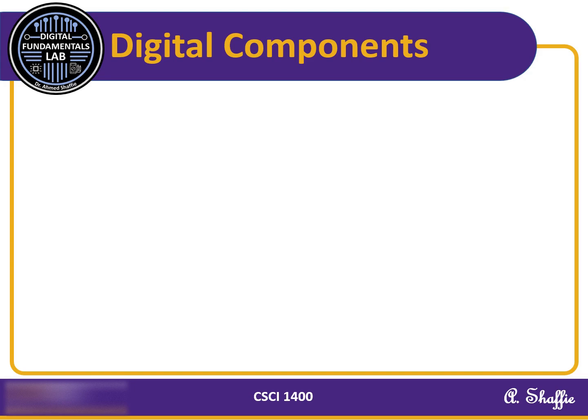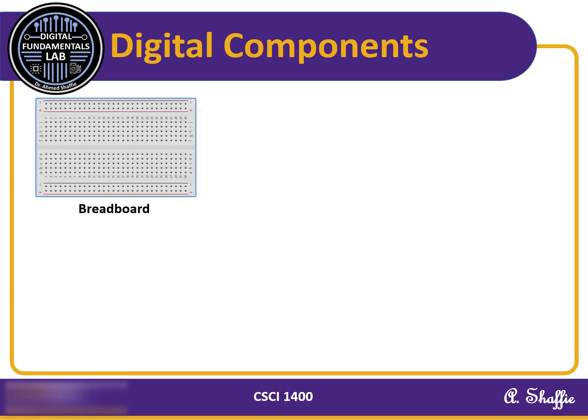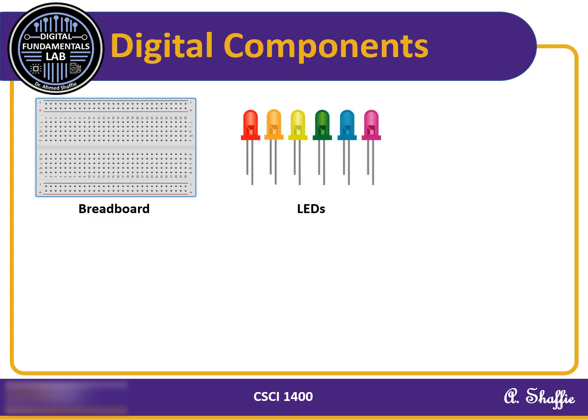In this slide, I will introduce the digital components we will be using throughout our lab assignment. As I mentioned in my previous email, it is important to make sure you have access to these components as we will be using them frequently. Let's start with the breadboard. This will be your primary workspace for assembling circuits. Next, we have LEDs that will help us visualize circuit outputs. You will also need resistors, which are crucial for controlling current flow in your circuits.